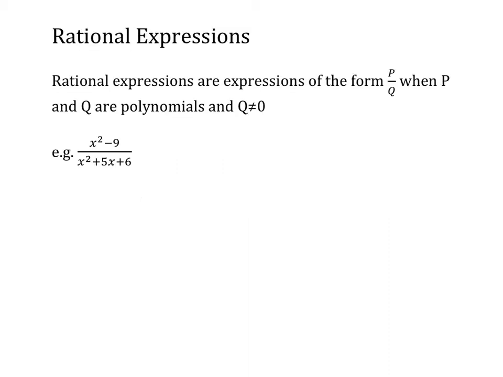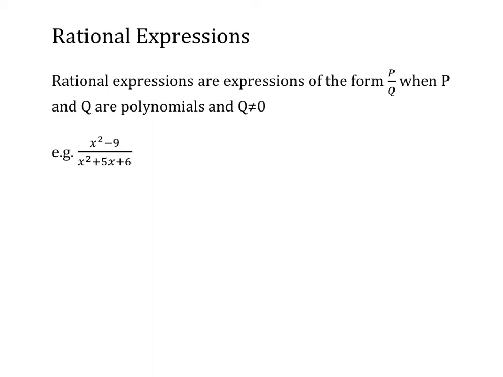First off, a rational expression is an expression of the form p over q, where p and q are both polynomials. And keep in mind that polynomials with one term are still considered polynomials. We also need to make sure that our q, our denominator, is not 0. Essentially, it's just a fraction.